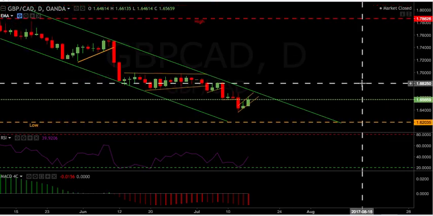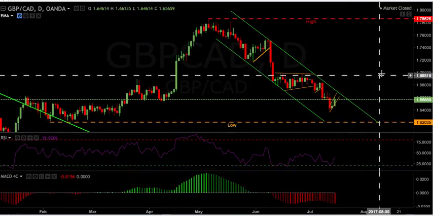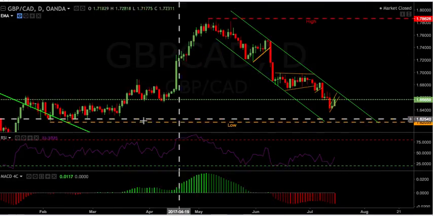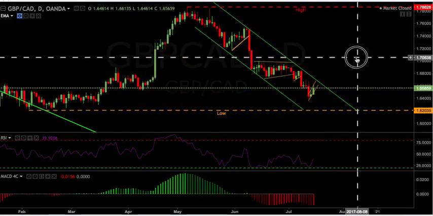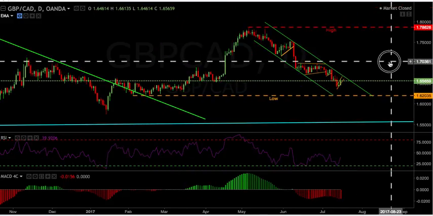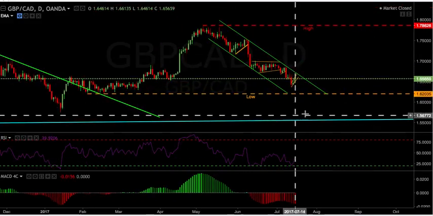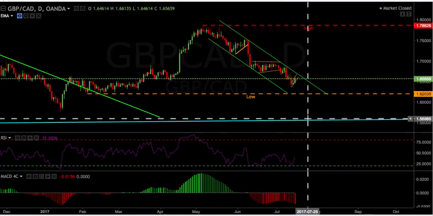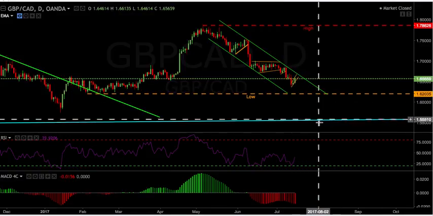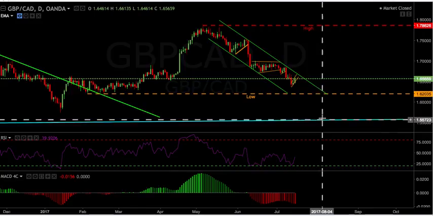Pound CAD. On the daily chart, we have a high here and a current low. Price is not reaching that low yet, and the nearest trend line we have is actually the monthly pattern down here. So that, if it came all the way down here, that will be a strong reversal.